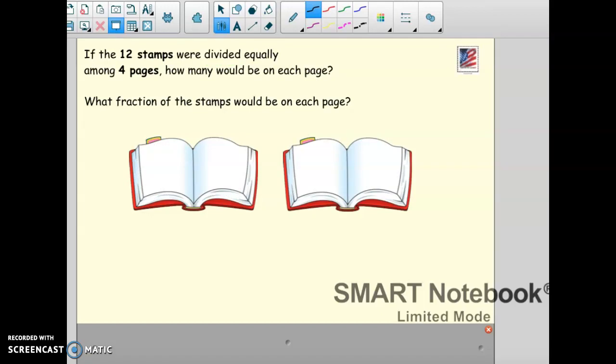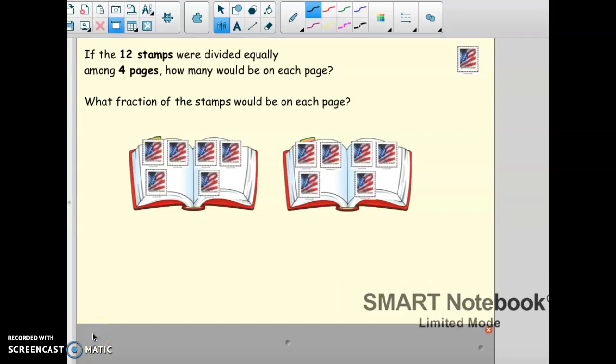You try one. If the 12 stamps are divided equally among 4 pages now, how many would be on each page? Sort your collection now to find out how many stamps would be on each of the 4 pages. Put your thumb up if you got 3 stamps per page. Now you need to write the fraction. What fraction of the stamps are on each page? Remember to think of the 12 stamps as your collection in all.